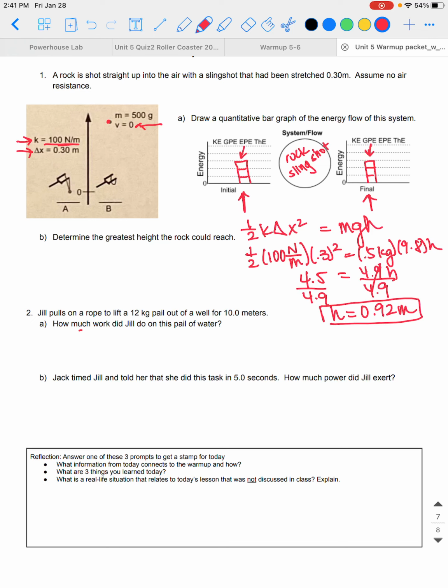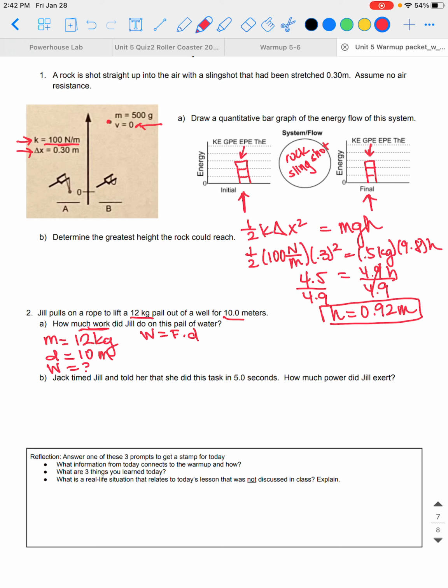So this next problem is focused on work and power. The first question is asking for work, and we are given a mass and a distance, and our unknown is work. So for solving for work, the equation for work is force times distance. The problem is we don't actually have a force value given to us. We have a mass value and a distance value.